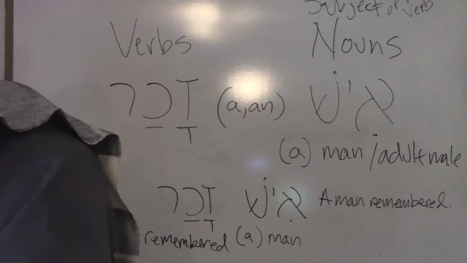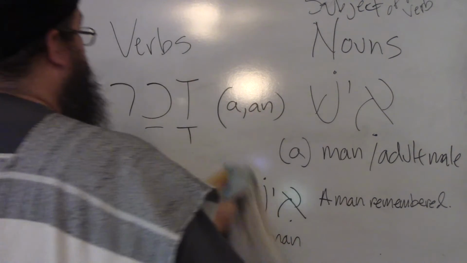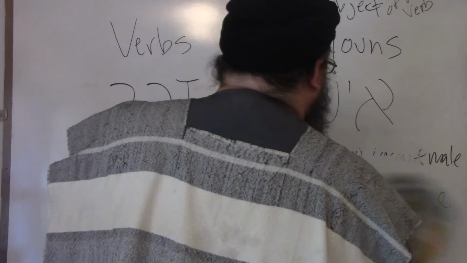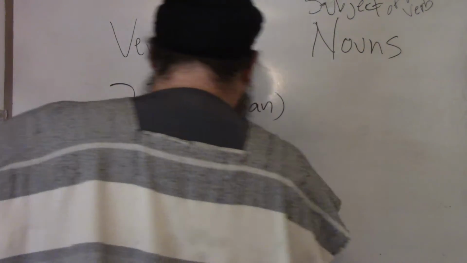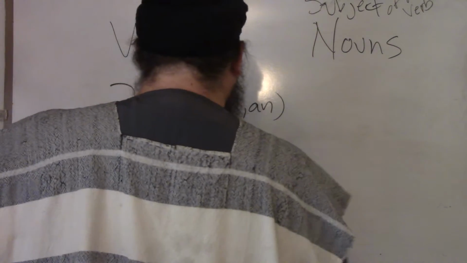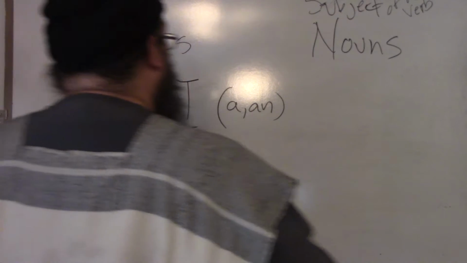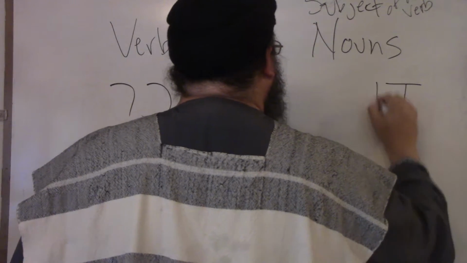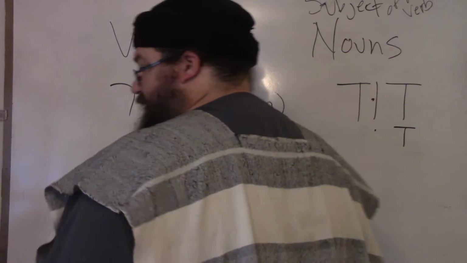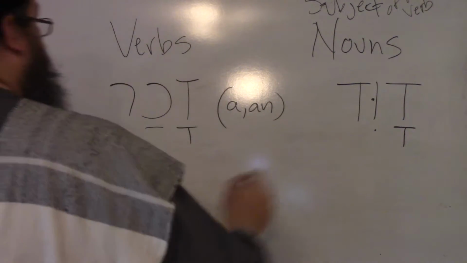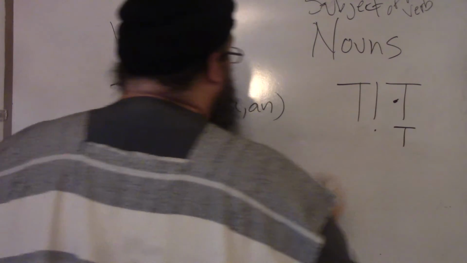We have other nouns which we can utilize. We can use a proper noun. For example, if I wanted to change this ish, and I wanted to put a name instead of ish. One of the names we have here is David. So David. So what is David? David is the name David, right?